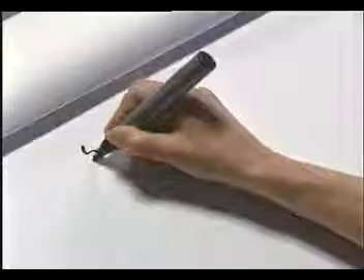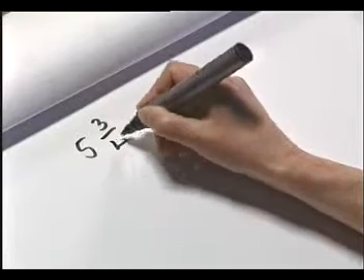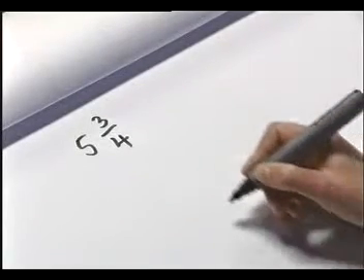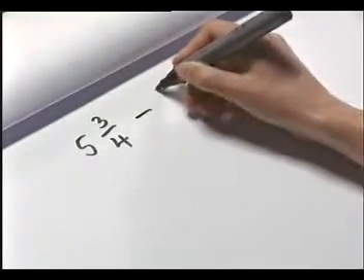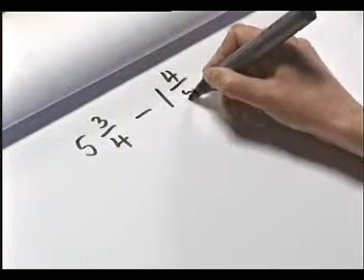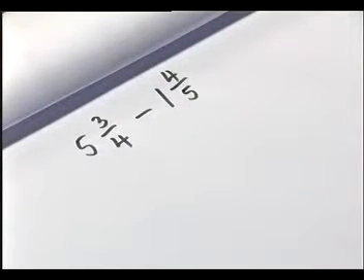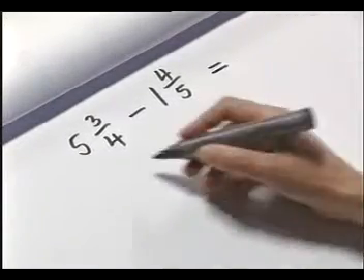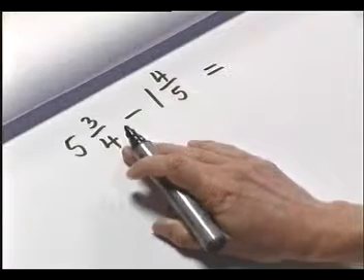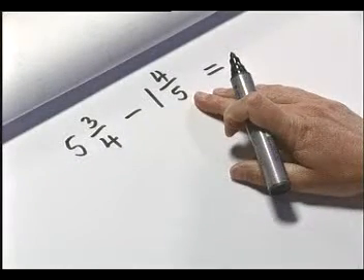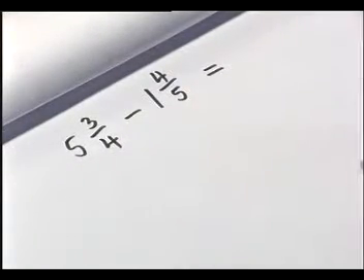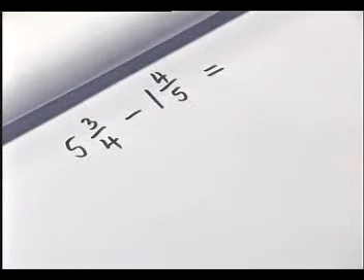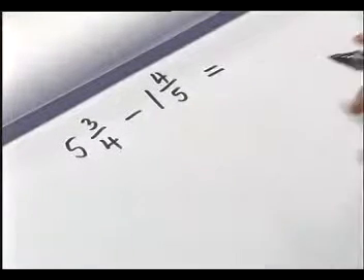Let's say we've got 5 3/4 and we're going to take away 1 4/5. How do we deal with that? Well, the first thing that we need to do is to turn them into improper fractions. We need to make them so that they're all over, in this case, quarters, and with this one, fifths. Then we can do the process that we've just done, finding common denominators and actually doing the subtraction.